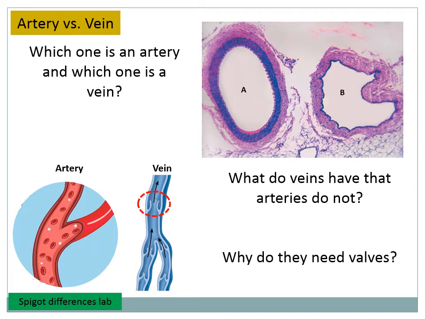So looking at the picture to the right here, we see two pictures of blood vessels. One's an artery and one is a vein. What do you think A is? Yeah, A is going to be an artery.